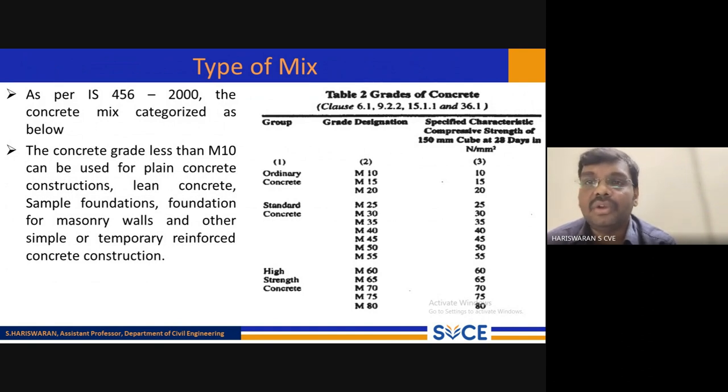These three grades we can call ordinary concrete. Then M25 to M55, with an interval of 5, we can call standard concrete. Then M60 to M80, we can call high strength concrete. So based on the application, we can decide. If it is for a beam, we can go for standard concrete itself. If you are designing for express highways, where we are expecting higher strength, we can go for M60. Based on need and application, we can decide.